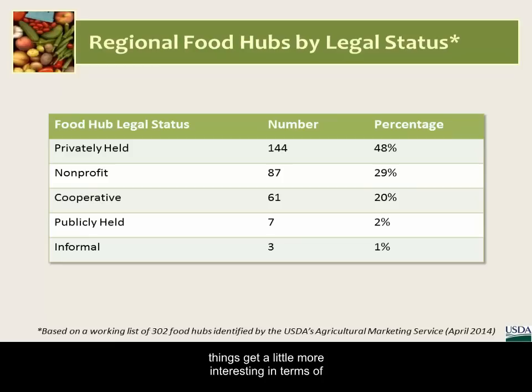And this is where things get a little more interesting in terms of the topic for today. So the largest share of food hubs actually are privately held or for-profit enterprises, followed by nonprofit. But closely after that, 1 in 5, about 20% of the food hubs across the country are actually structured as cooperatives.